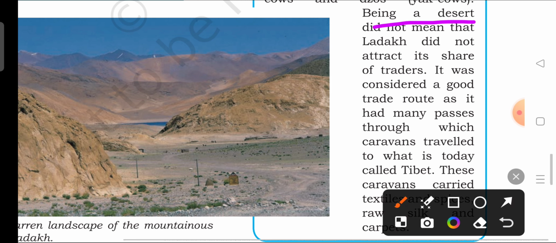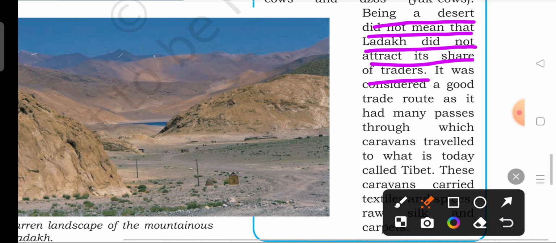Being a desert did not mean that Ladakh did not attract its share of traders. See, as we have seen, it is a desert, it is barren, but it doesn't mean that traders are not there. Traders are attracted because of the wool which is found here. It is not found in other parts of India. These special wools are found only in this region. So it was considered a good trade route, and it had many passes through which caravans traveled to what is today called Tibet.